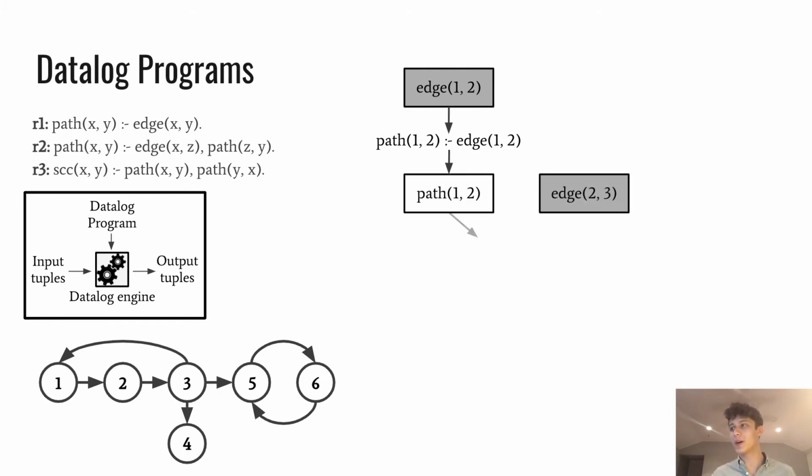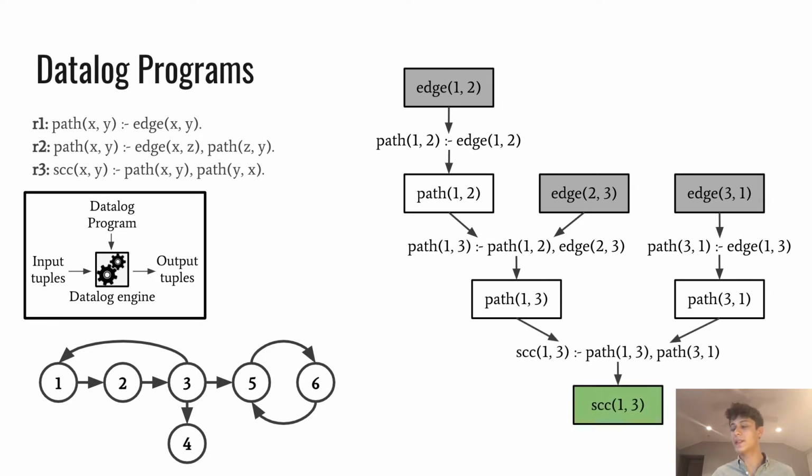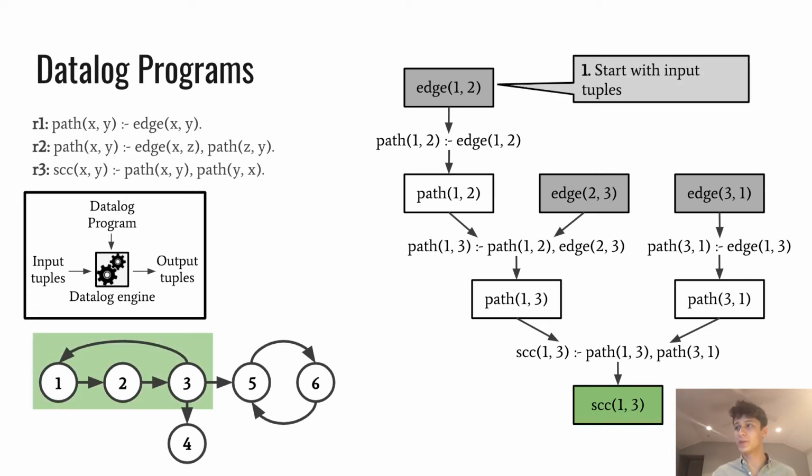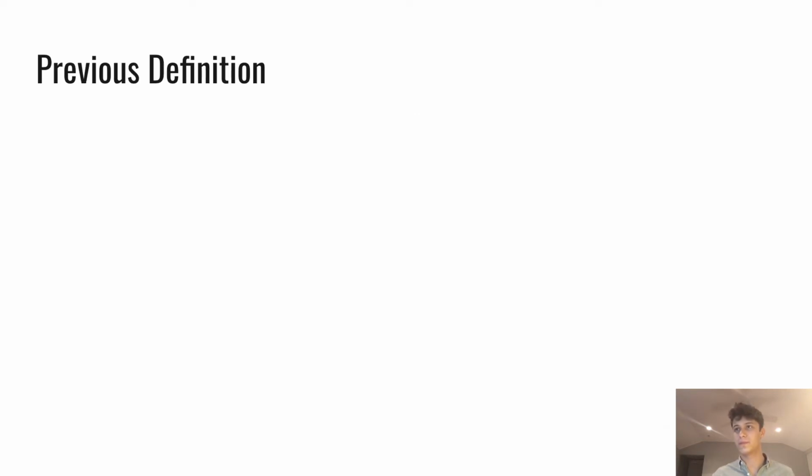We can repeat this process using other input tuples or output tuples and applying rules to generate even more output tuples. In this case, we derive output tuple SCC 1, 3, telling us that node 1 and 3 are in the same strongly connected component. So again, we start with input tuples, we apply rules to derive output tuples, and we repeat this process until saturation. There are many previous approaches that have tackled the problem of Datalog program synthesis.